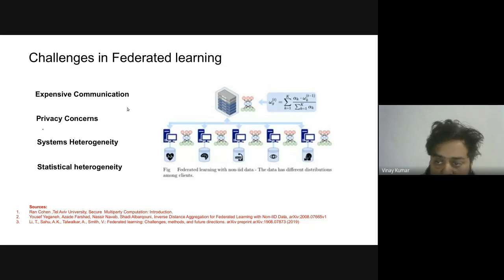Also, there is statistical heterogeneity, because all these parties will have some data, and that data comes from particular distributions, and those distributions can change in real-world scenarios. So there will be some drift in the information, and that can make our model failure prone. So these are the challenges.